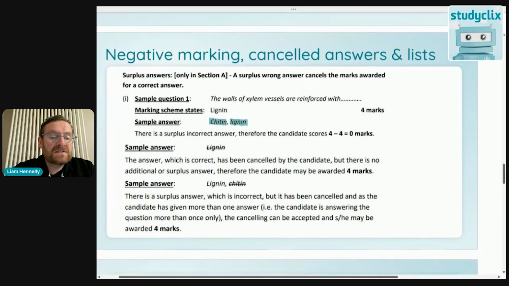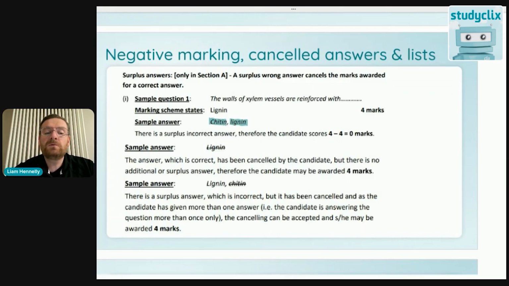The next sample answer would be lignin, but the word lignin has been crossed out. The answer, which is correct, was cancelled by the candidate, but there's no other answer. So the examiner will always try and do their best on behalf of the student. So in this case, the student would get the 4 marks.